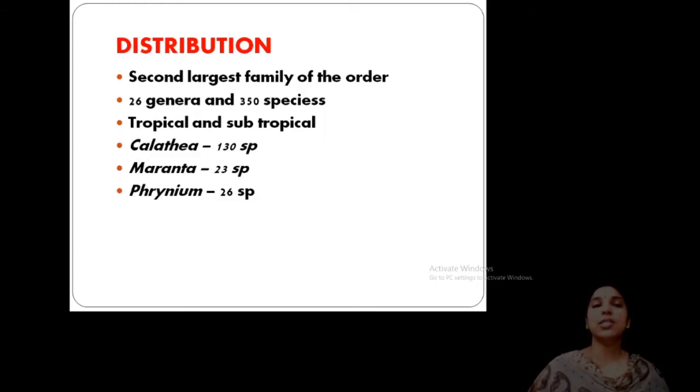Distribution: it is the largest family of the order, and it includes 26 genera and about 350 species. They are tropical and subtropical plants, and some very important genera among them are Calathea, a widely grown ornamental plant, and Maranta, which has ornamental as well as cultivated forms. Then Phrynium, etc. These are some common plants of the family Marantaceae.